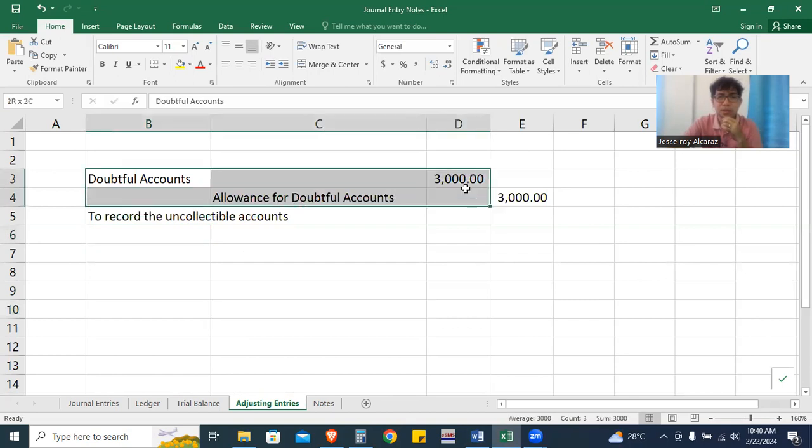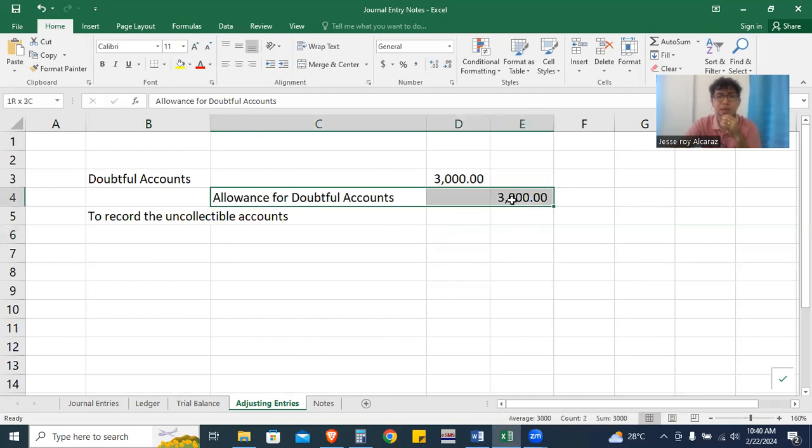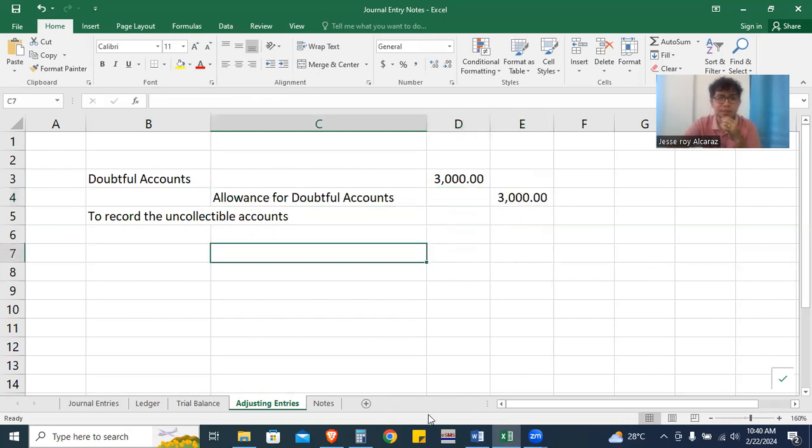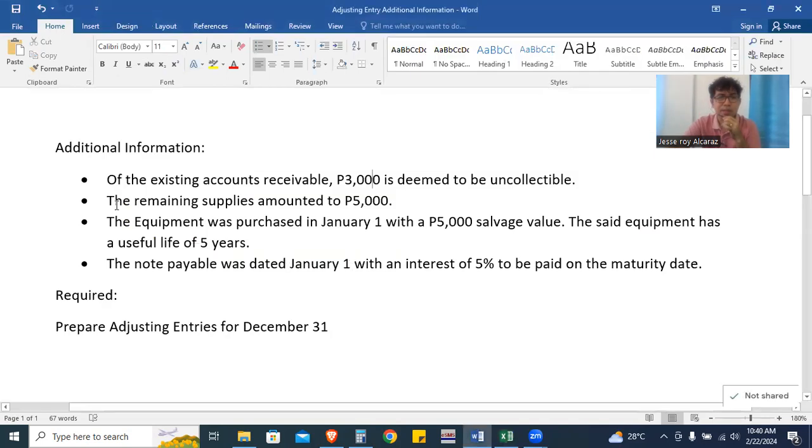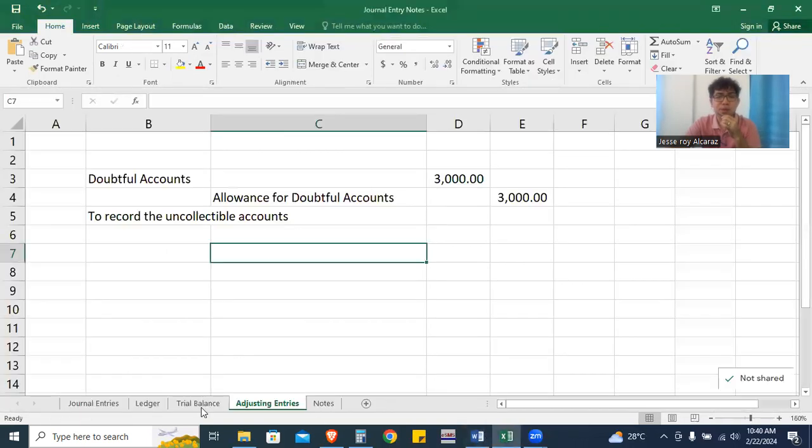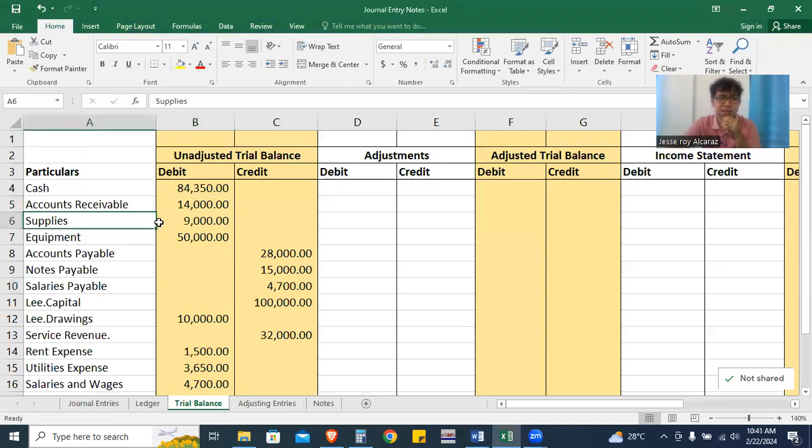So we have recorded a doubtful accounts expense. So that's debit, and then we credited allowance for doubtful accounts. Take note, this is a contra asset account. Normal balance is credit. Now, the second item, the remaining supplies amounted to 5%. Again, it is already given. The amount is already given and not in percentage. Therefore, we don't need to refer it sa tuang trial balance.